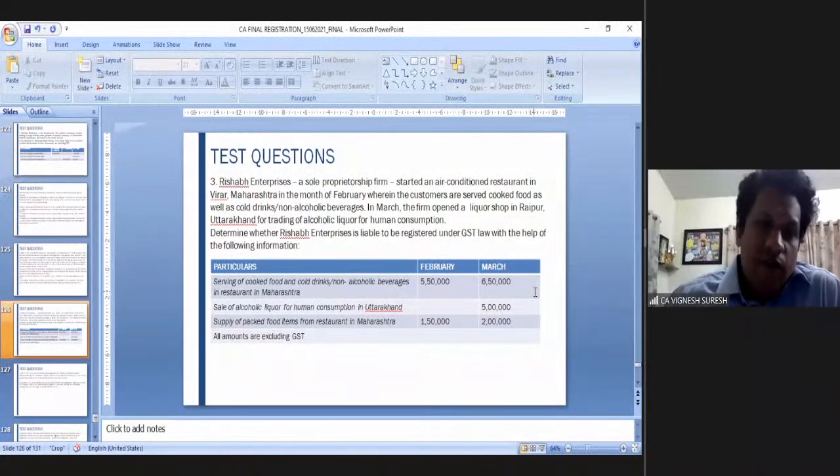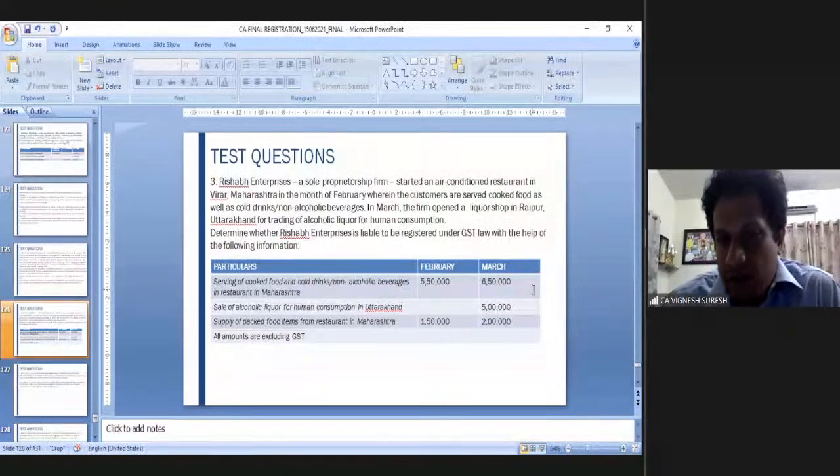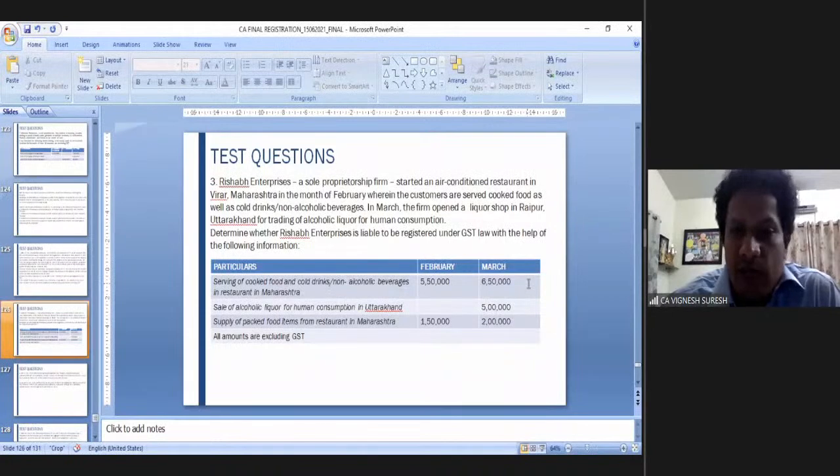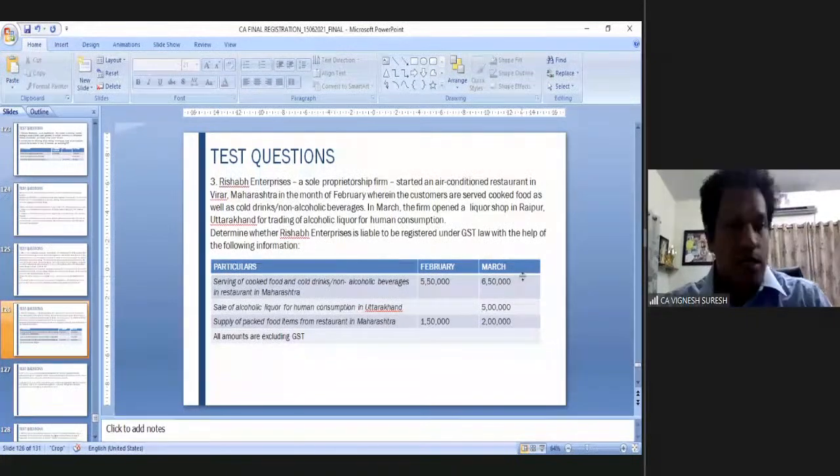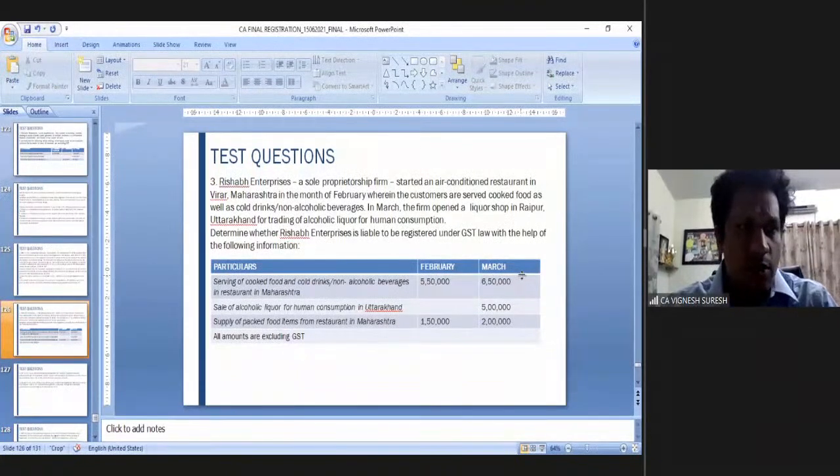1. Serving of cooked foods, cold drinks, non-alcoholic beverages in restaurant in Maharashtra: in February 5.5 lakhs, March 6.5 lakhs. Sale of alcoholic liquor for human consumption in Uttarakhand in March is 5 lakhs. Supply of packed food items from restaurant in Maharashtra: in February it is 1.5 lakhs, March it is 2 lakhs. All amounts are excluding GST. Please determine whether Rishabh Enterprises is liable to be registered under GST. Please try to answer this question.